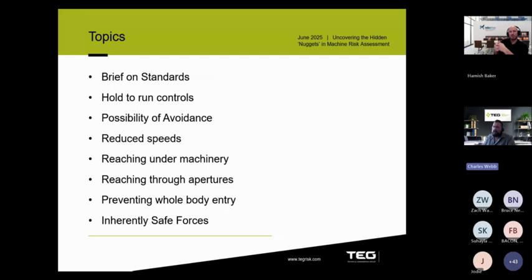So we'll cover a few things. I'll give you a little brief on our standards framework. Won't spend too long on that. And then we'll look at some key information. We're looking at hold to run controls, possibility of avoidance, and that dovetails nicely into our next topic, which is reduced speeds. And then we'll get into some more of the mechanical stuff, so reaching under machinery, reaching through apertures, and preventing whole body entry, and inherently safe forces. We'll look at all those things in turn.